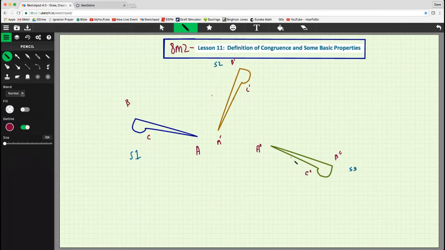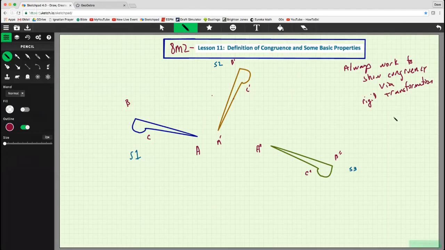Now let me give you the strategy. Here is the strategy that will always work. This will always work to show congruence via transformation. Right? Transformation via rigid transformation.